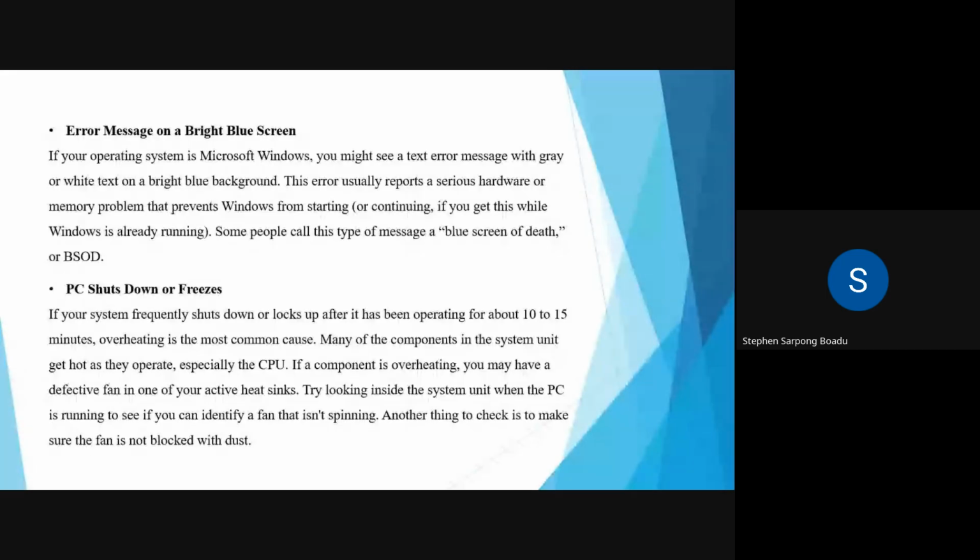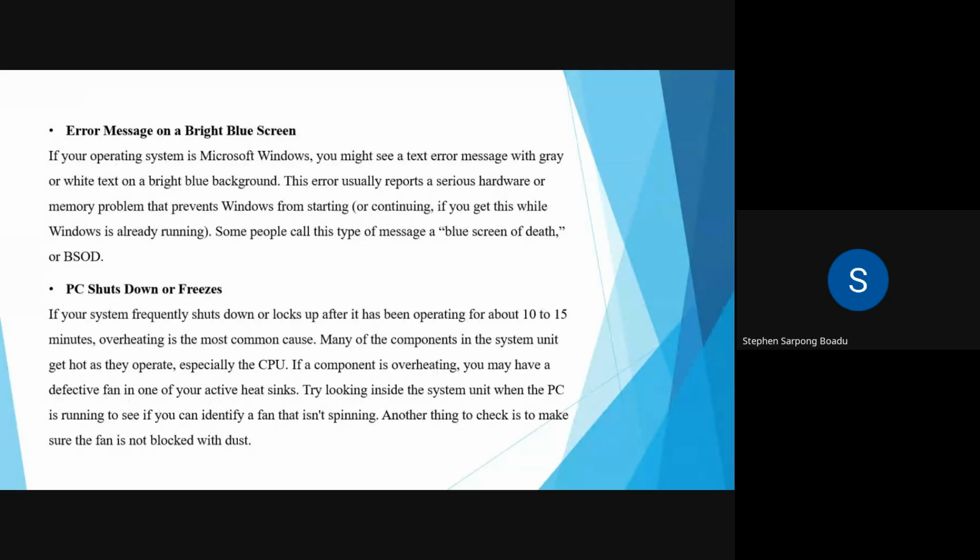All right, so let's look at probably the last one, which is PC shuts down or freezes. Sometimes you turn on your PC and it shuts down on its own, or it's freezing, or it's lagging. If your system frequently shuts down or locks up after it has been operating for 10 to 15 minutes, overheating is the most common cause. Our PCs freeze when they are too hot. Those who play games, you realize when you are playing for a very long time and your PC becomes very hot, the game begins to lag. That is because the PC is very hot.